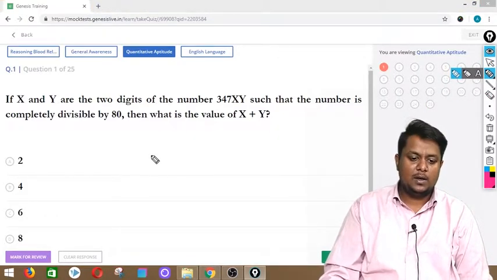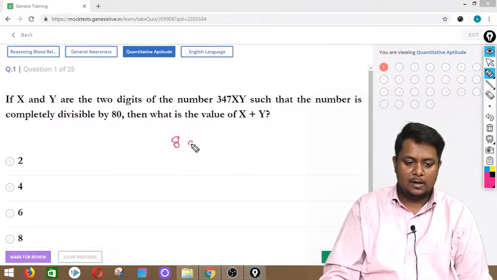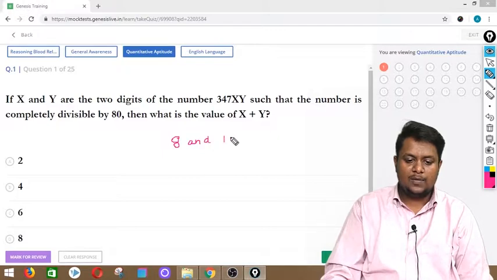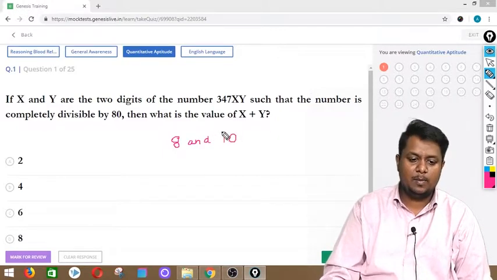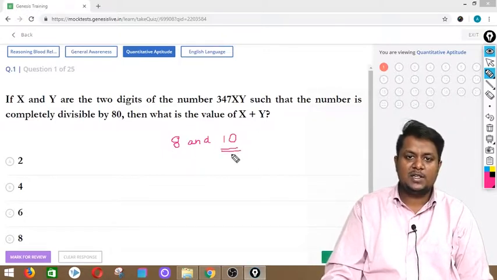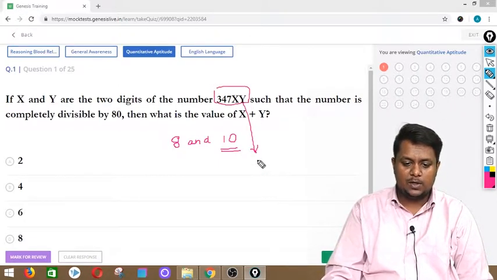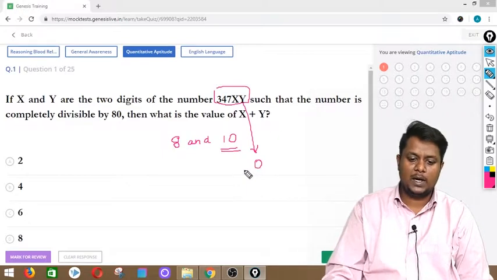We know that for a number to be divisible by 80, it should be divisible by 8 and 10. If a number is divisible by both 8 and 10, then that number is divisible by 80. For a number to be divisible by 10, the last digit must be 0. So for this particular number, the last digit y must be equal to 0, otherwise it will not be divisible by 10. So we can determine that y is 0.